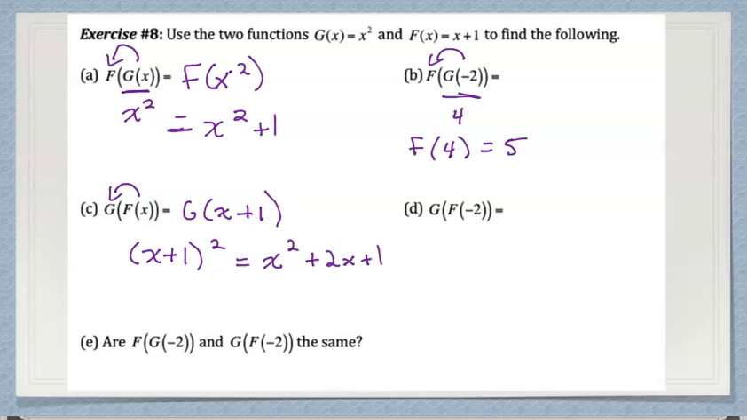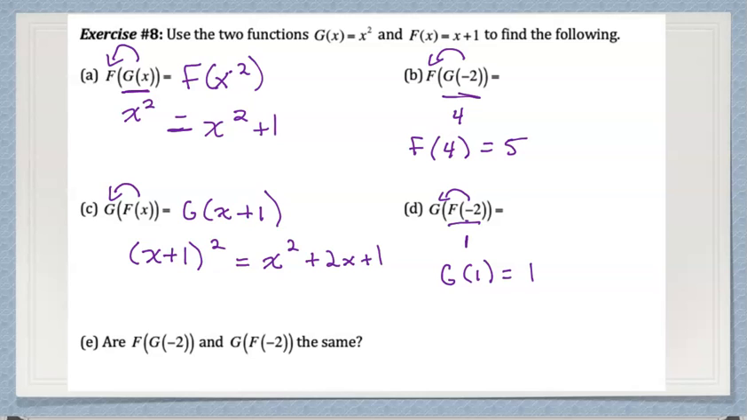If you were going to expand that, that would expand to x squared plus 2x plus 1. Or I can find f of negative 2 and put that into g. Well, f of negative 2 is negative 2 plus 1, which is negative 1. So what this is saying is find g of negative 1. And g of negative 1 is negative 1 squared, which is 1.